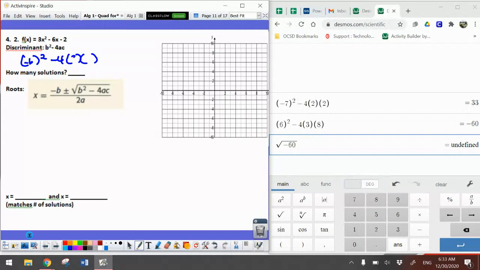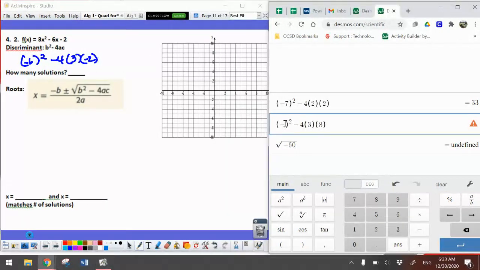Okay, let's see how we did here. So A is 3, B is -6, C is -2. So I'm going to put in a -6 here, a 3, and a -2, and I come up with 60. Okay, so that means I'm going to have 2 roots, or x-intercepts. I'm going to have 2.